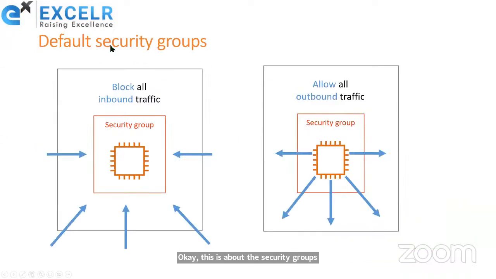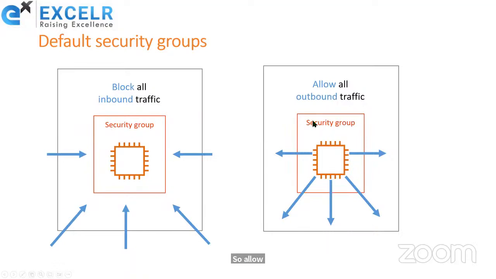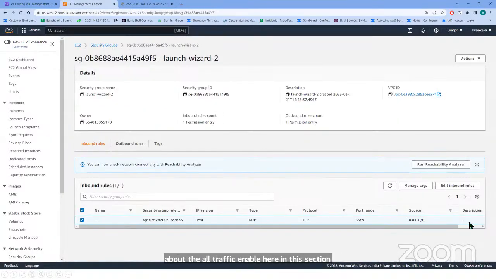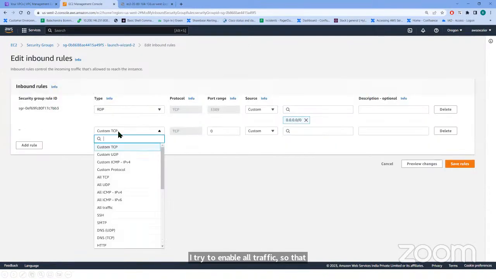So default security groups, what happens? It will try to block all the incoming inbound traffic, and allow all outbound traffic. All traffic means it will try to allow all the outbound traffic. So I told you about the all traffic enabled here. In this section, I try to enable all traffic, so that will enable all traffic to the outside world as well. So that's what it means. This one, all traffic.